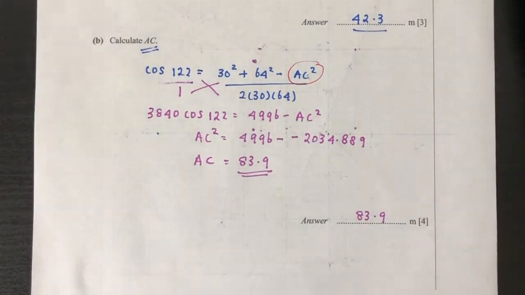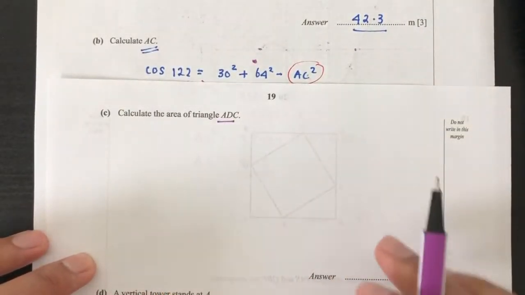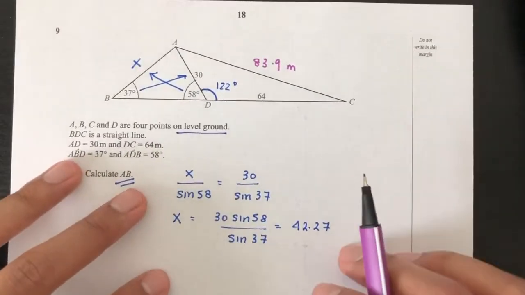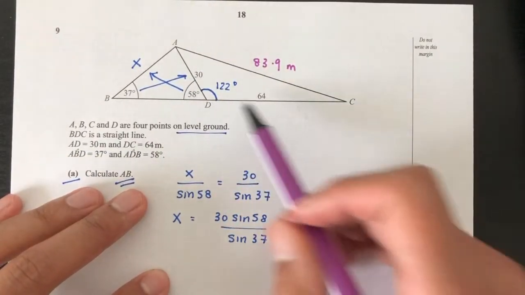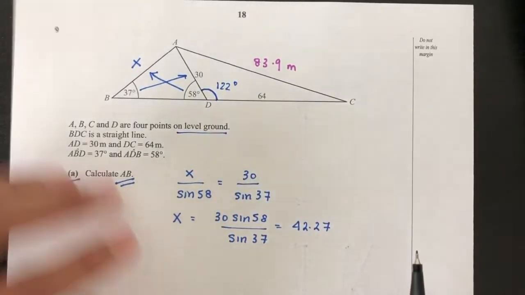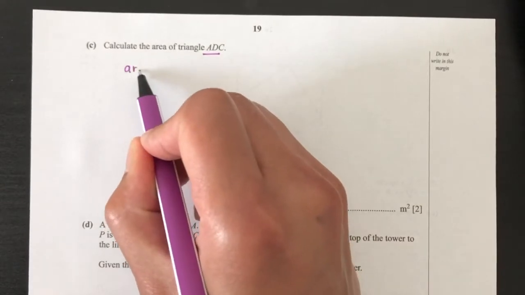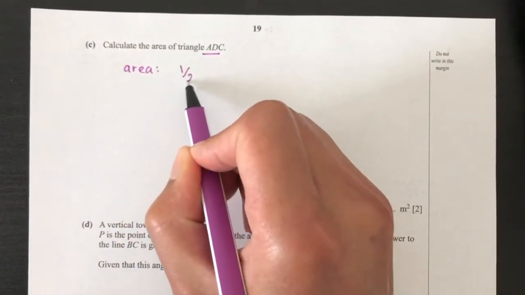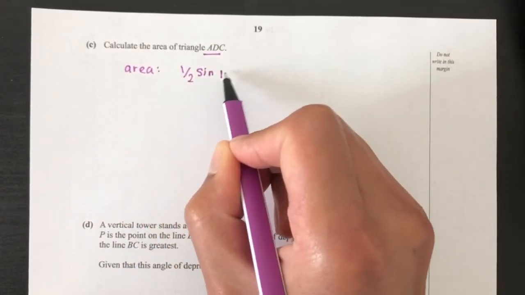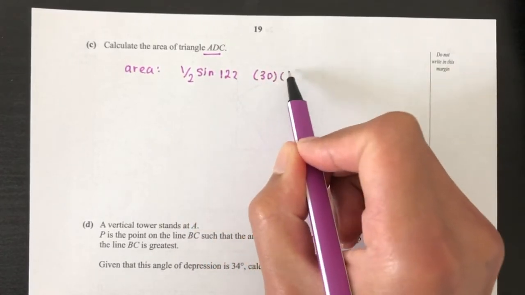Now move on to the next question. It says to find the area of triangle ADC. Where's ADC? As you can see, ADC is this triangle. We know the angle and the two sides, so we can find this using the area formula. Pretty easy. So area will be half, sine of the angle in between, which is 122, times the two sides, which are 30 times 64.